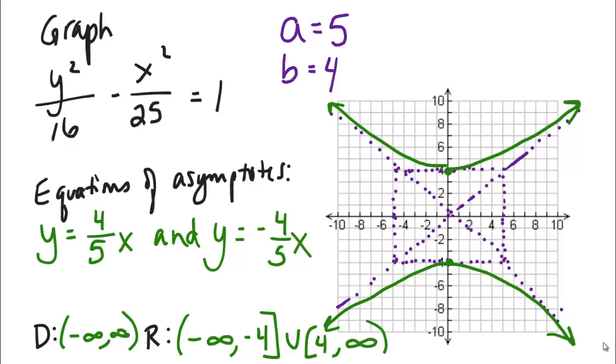Take note that the two examples we did in this video were both not shifted. They both had a center at 0, 0. Once we shift these, of course our center will change, and also the equation of our asymptotes will be shifted as well. But we'll see possible examples of those in class. Good luck!